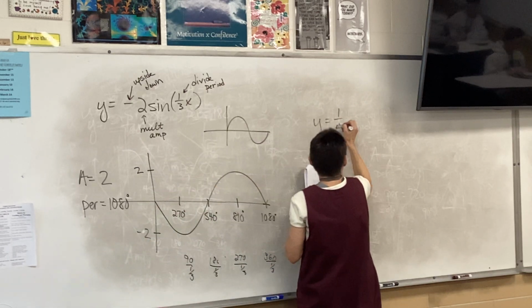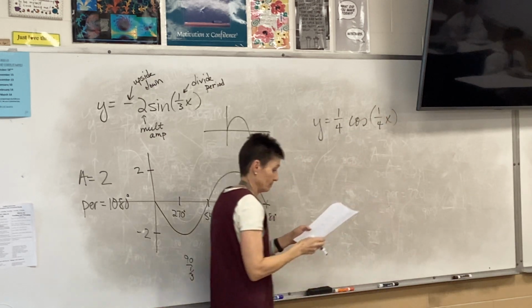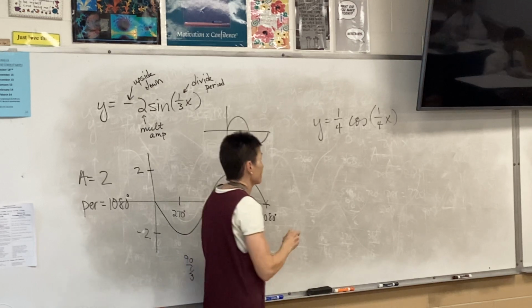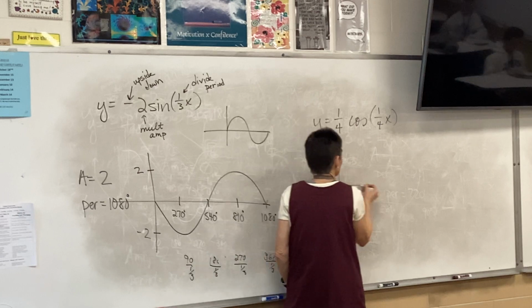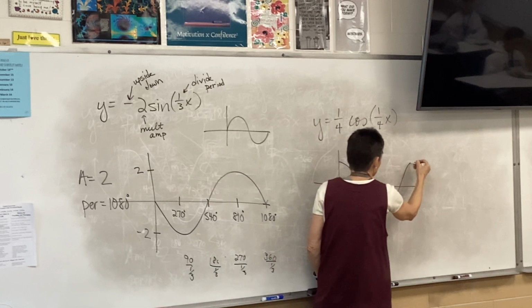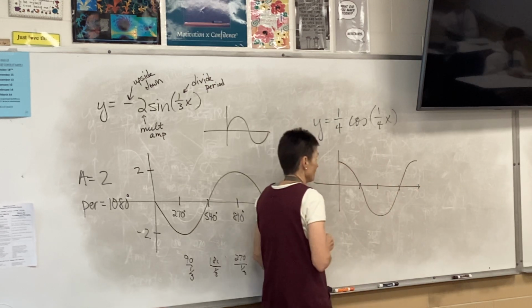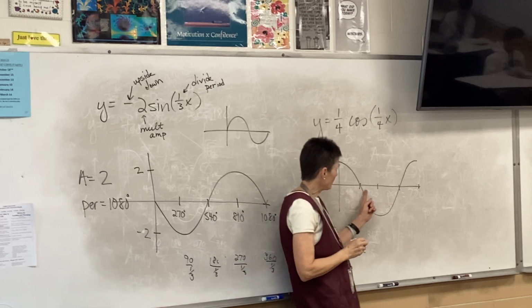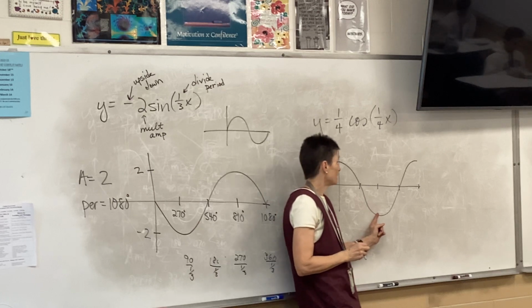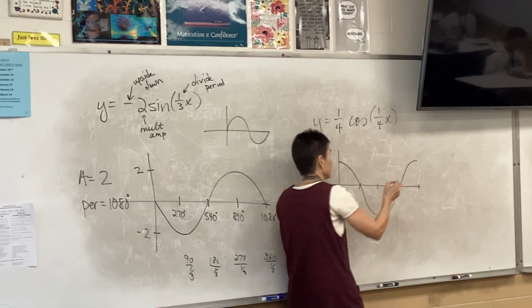1/4 cosine 1/4 x. This is a positive cosine. Starts at the top of the hill, does the valley, and finishes at the top of the hill. Remember, we have a label where we cross. We have a label at the bottom of the valley, and we have a label at the top of the hill. And it stops at the top of the hill.